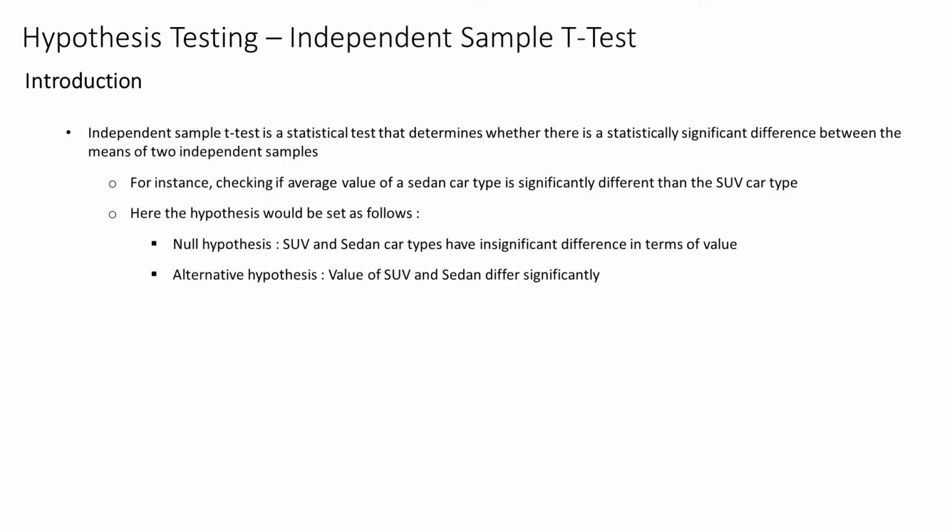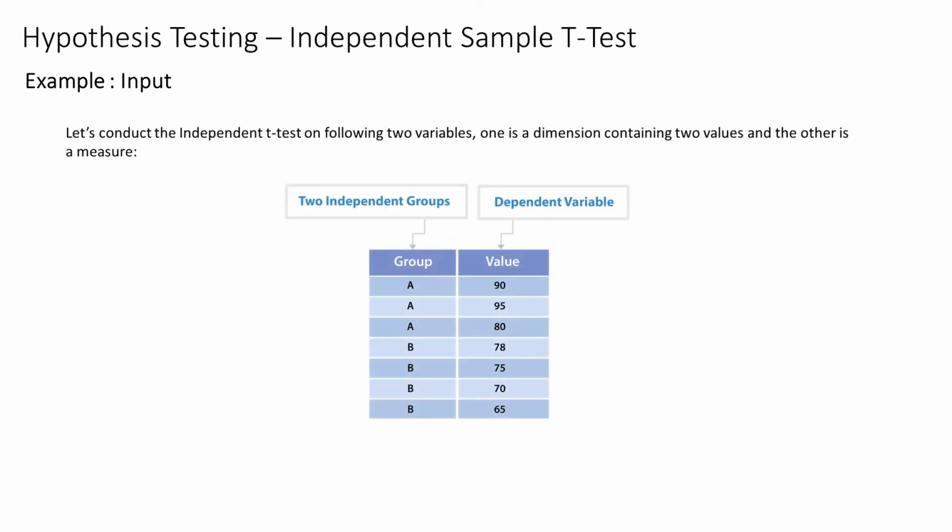Now let's look at the independent sample t-test. This test is a statistical method of hypothesis testing that determines whether there is a statistically significant difference between the means of 2 independent samples. For example, as in this displayed result, we might use this technique to determine whether male employees in a particular company earn more than female employees, or one might use this method of analysis to determine whether the average value of a sedan type of car is significantly different from an SUV type of car.